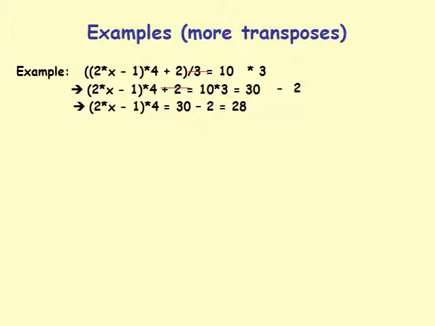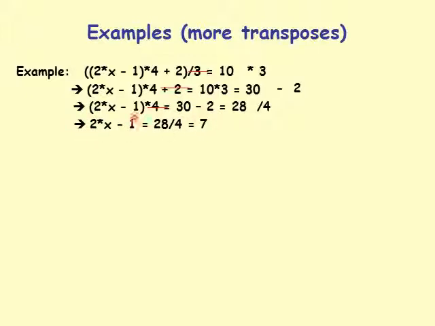Now multiplied by 4 is the last thing we did on the left side. We would move that across the equal sign and it becomes divided by 4. So multiplied by 4 becomes divided by 4. So 28 divided by 4 is 7 on the right. So we have 2x minus 1, which is 7.